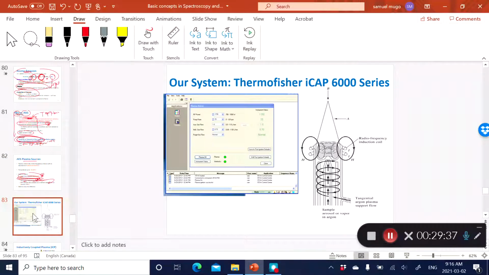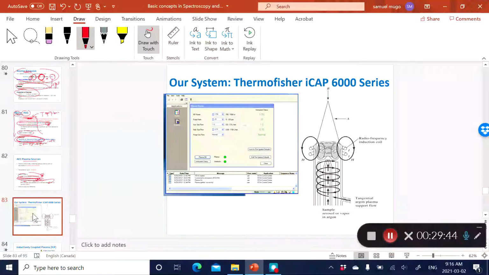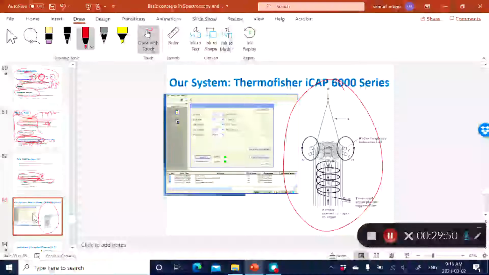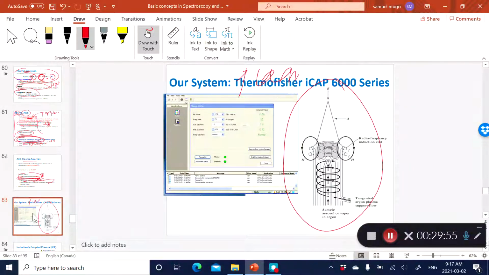So let's quickly discuss how you actually generate the ICP. You generate the inductively coupled plasma using a plasma torch that looks like that. In the plasma torch, you've got the sample aerosol, but you also have argon going through that plasma torch. So essentially, the source of the plasma is the argon.